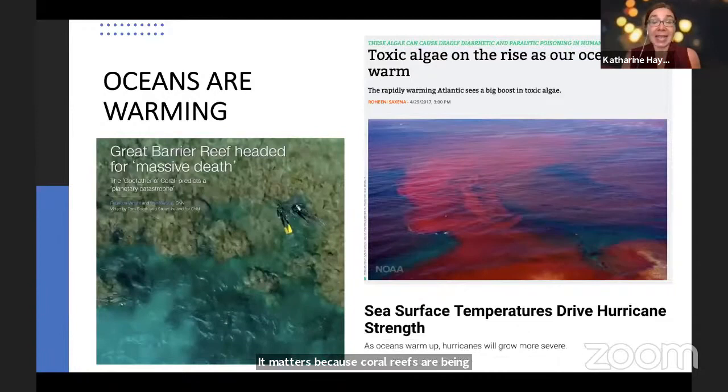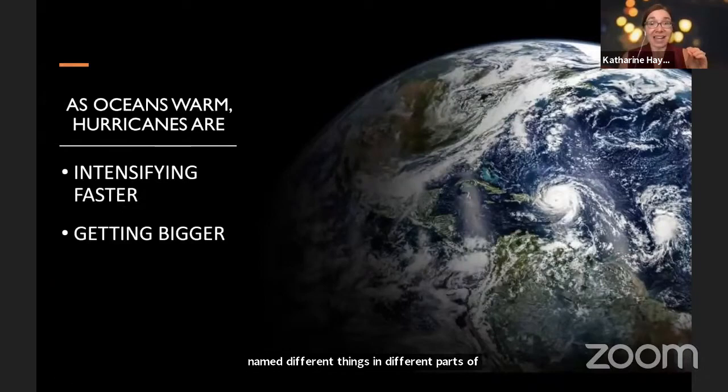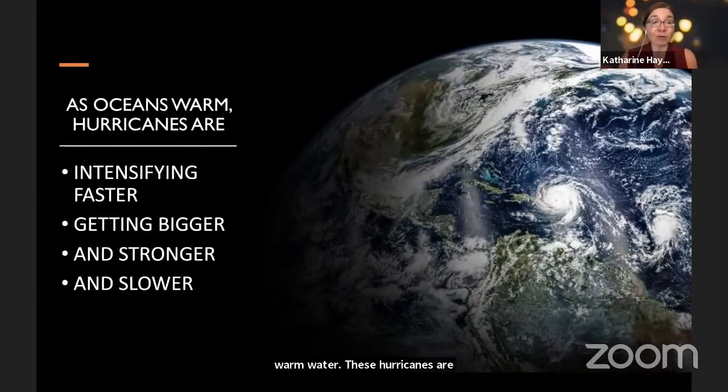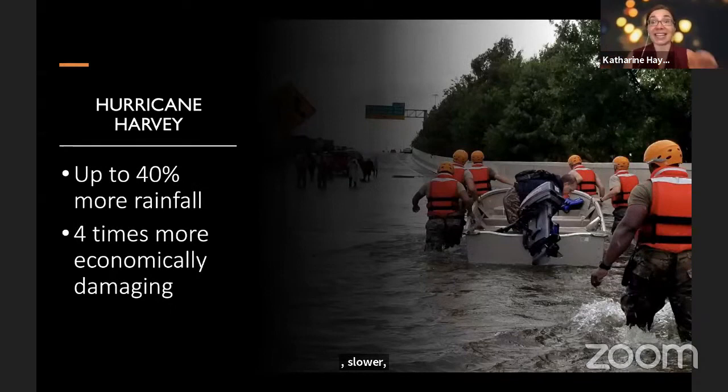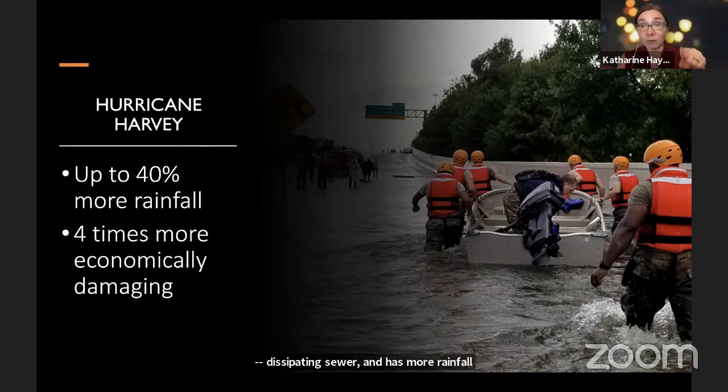It matters because hurricanes, cyclones, and typhoons, they're all the same type of storm, they're just called different names in different parts of the world. They are all powered by warm ocean water. And so these hurricanes are getting bigger, they're intensifying faster, they're getting stronger, and slower, and they have a lot more rain associated with them. And we are able to put numbers on how much worse climate change made it in dollars, and maps showing the area flooded in a city that would not have been flooded if the same hurricane had happened 100 years ago. That's the type of data that connects directly.